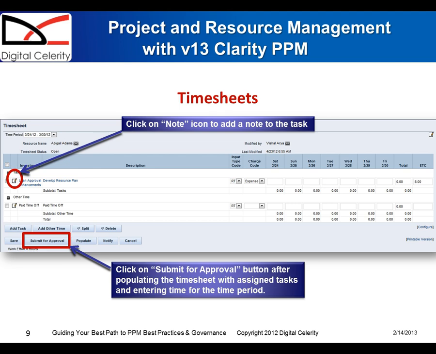And then you simply enter the number of hours for each of the tasks per day, and adding up to the total number of hours for the specific week. You can add notes to the specific entry for a task by clicking on the notes icon. And when you're ready, you simply hit the Submit for Approval button after you populate the timesheet with the assigned tasks and enter the time for the time period.